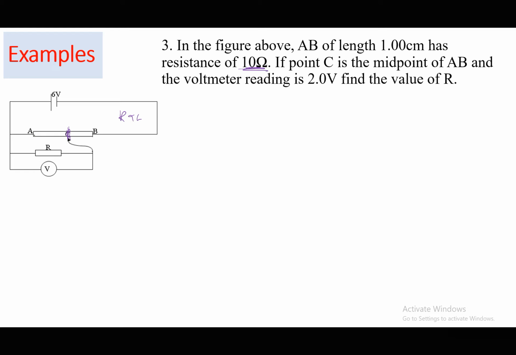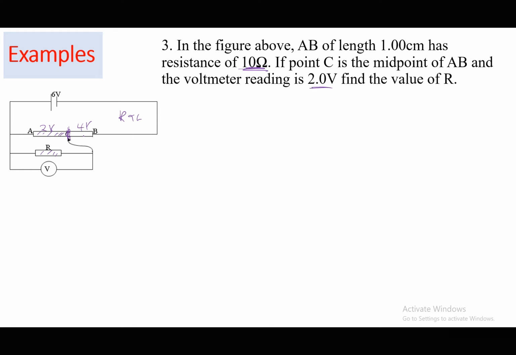Then the PD across SC is going to be the same as the PD across R, because SC, this portion here, is in parallel with the resistor. So the PD across S is going to be the same as the PD across R, which is given as 2 volts. Because they're in parallel, the PD here is 2 volts, so the PD here is going to be 6 minus 2, which is 4 volts.